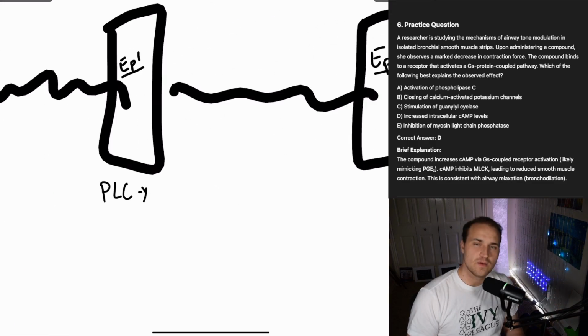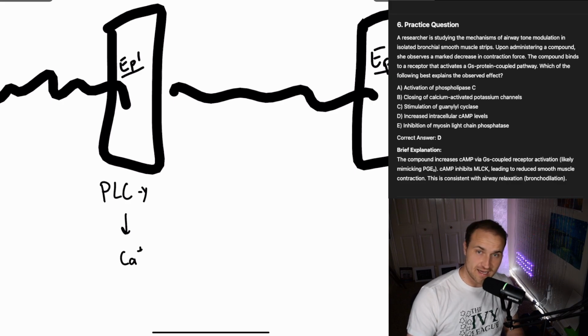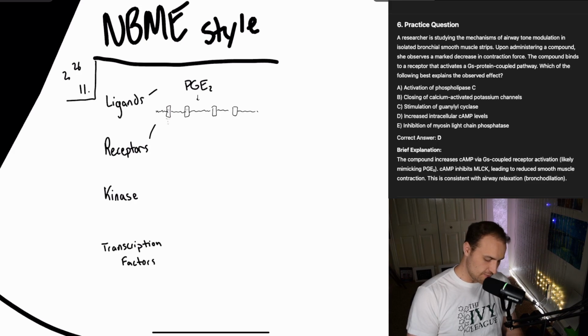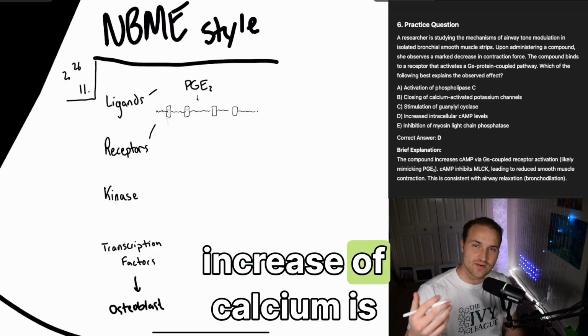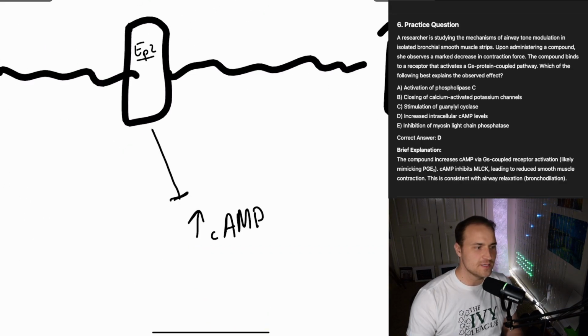Let's look at EP1 here. It is coupled to PLC gamma, phospholipase C gamma, and that will increase the calcium. Calcium leads to the activation of kinases, and then kinases cause transcriptional changes, and those lead to biological effects like osteoblast differentiation. In smooth muscle cells, an increase of calcium is going to promote your contraction.